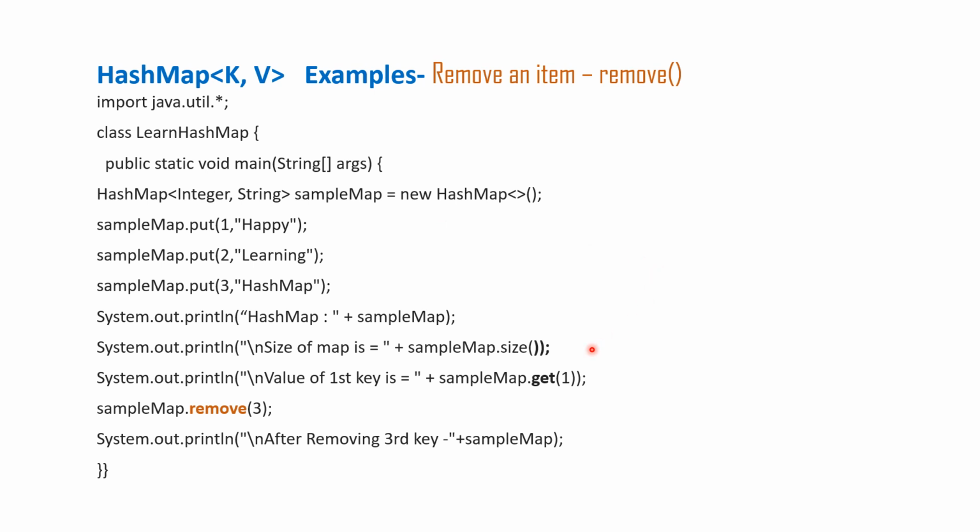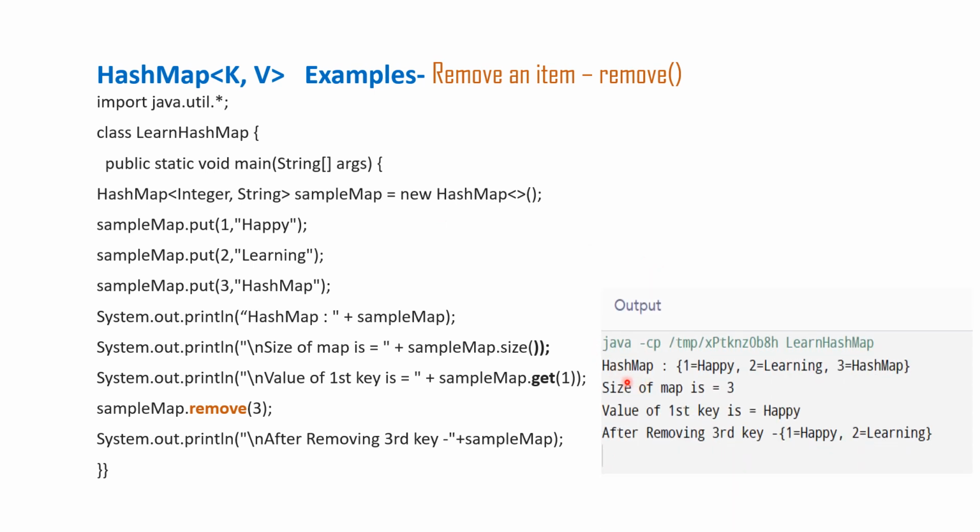So let's see how the output will be. HashMap, at first we have three entries with their values and the size is 3. The value of the first key is nothing but happy, and after removing the third key, the third entry should be deleted from the map. So after removing the third key, what is the map? I'm printing the map after removing the third entry of data. It should be 1 equal to happy, comma, 2 equal to learning. So it is printing that for us after removing the third key. It is also a simple one. Hope this one also is clear. Moving to the next one.